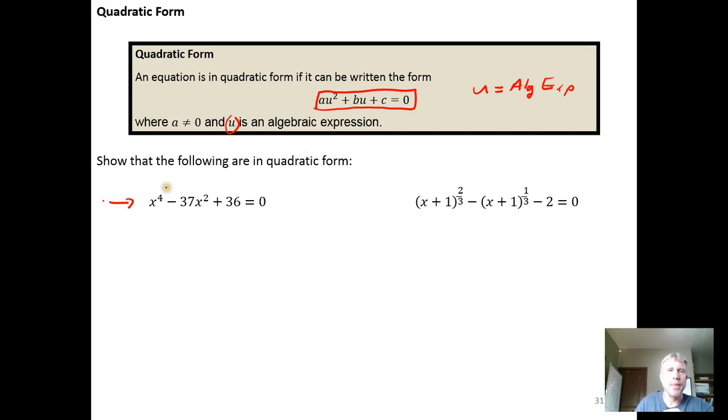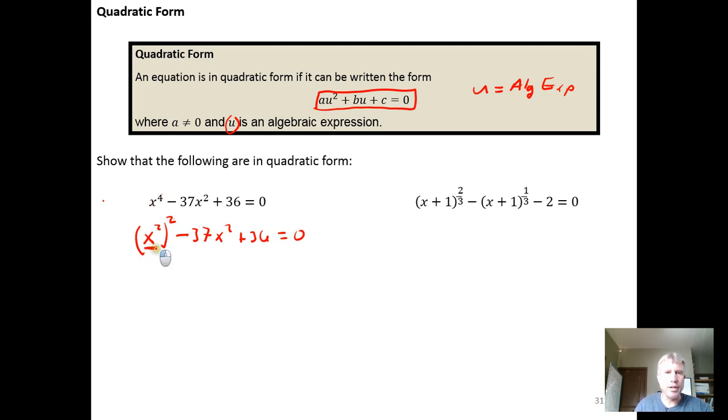So here I have a fourth degree polynomial. So it's clearly not a quadratic equation, which is a second degree polynomial. But what we want to notice is that this equation can be rewritten. So x to the fourth can be rewritten as x squared squared, because the way that we simplify an exponent being raised to another exponent is we multiply them, and 2 times 2 is 4. So x squared squared is still x to the fourth. And then we have minus 37x squared plus 36 equals 0.